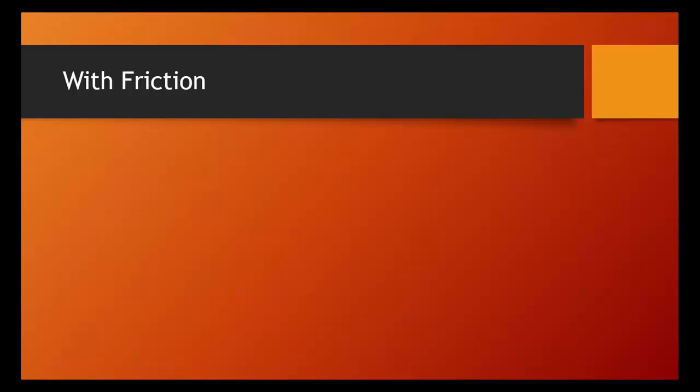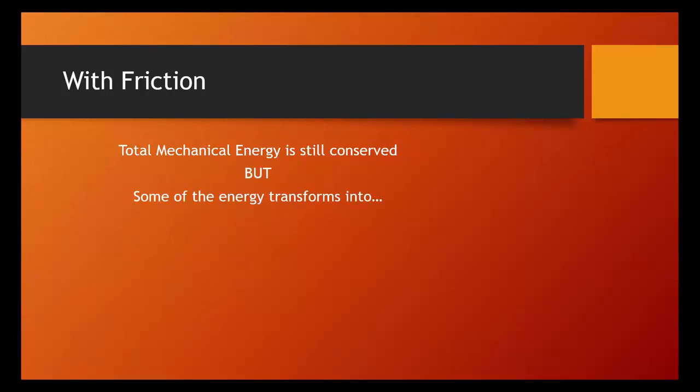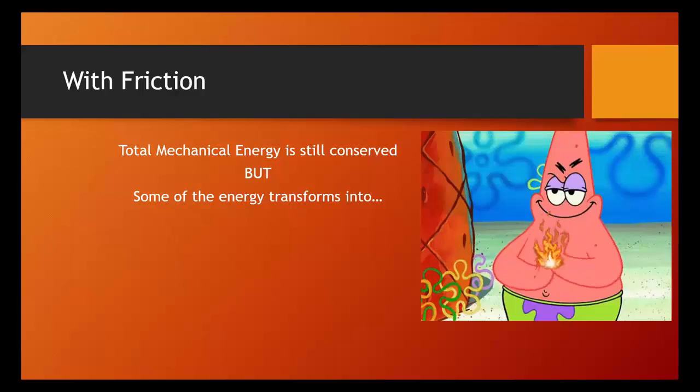Now let's look at what happens when we include friction in our conservation of energy situations. So let's start by making it clear, total mechanical energy is still going to be conserved. That is a law of nature. But now some of the energy is going to transform into heat. We're going to call this internal energy. This is energy that is contained in the molecules of the object.